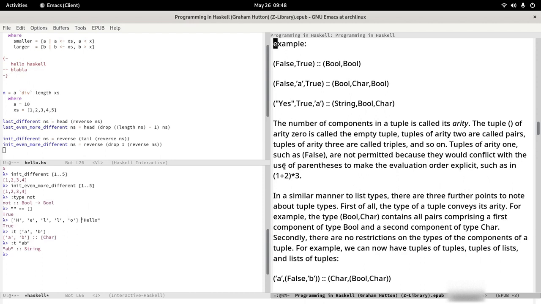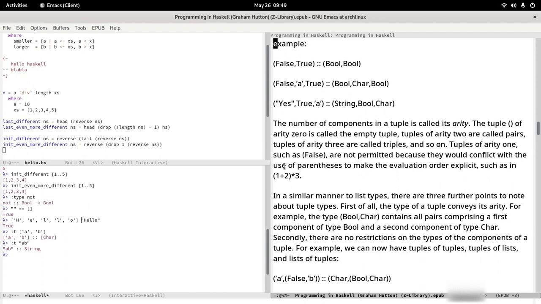Tuples of arity 1, such as the tuple containing False, are not permitted because they would conflict with the use of parentheses to make the evaluation order explicit, such as 1 + 2 * 3. In a similar manner to list types, there are 3 further points to note about tuple types. First of all, the type of a tuple conveys its arity. For example, the type (Bool, Char) contains all pairs comprising a first component of type Bool and a second component of type Char. Secondly, there are no restrictions on the types of the components of a tuple.